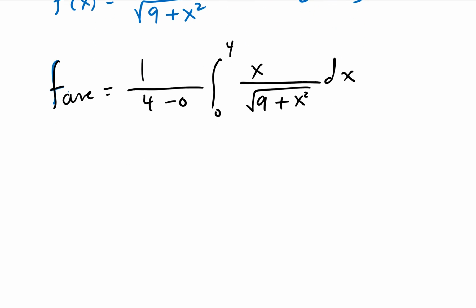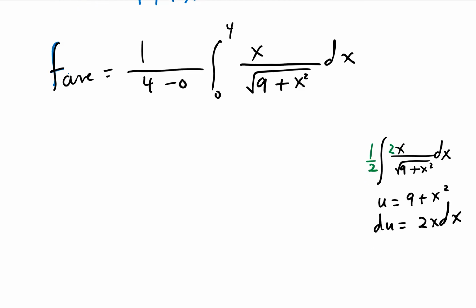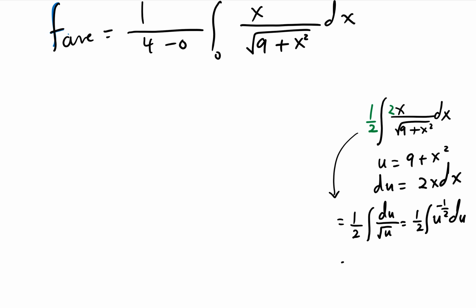Now to integrate this, as we learned back in Calc 1, I usually write this with no bounds on the side. It's the easiest way. And we can do u sub, u equals 9 plus x squared. So du is 2x dx. Multiply by 2 and 1/2. So that gives me 1/2 du on the top, square root of u. Rewrite it, u to the negative 1/2 du.